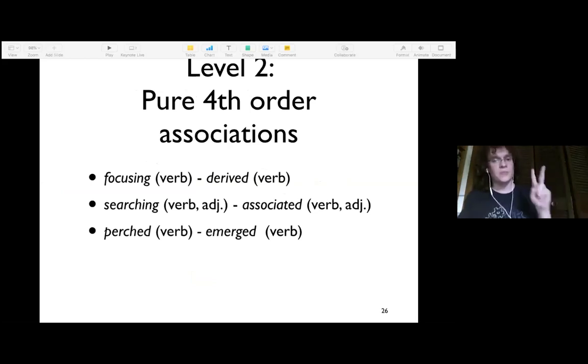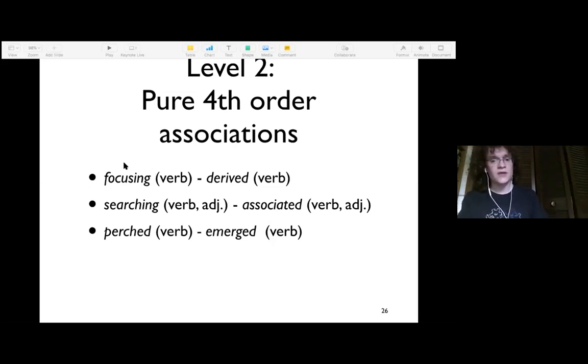And I'm going to look at pure fourth order associations. So I've subtracted out the second order associations just to get pure fourth order associations. And pure fourth order associations are kind of weird looking. We have focusing and derived, we have searching and associated, we have perched and emerged. We subtracted out meaning because meaning is at the second order association level.